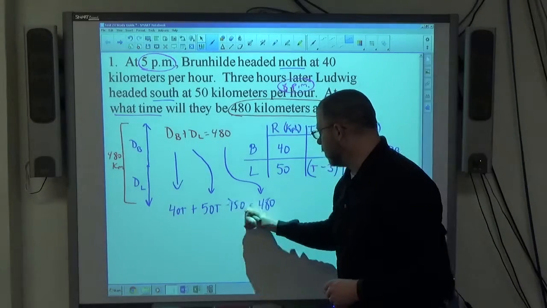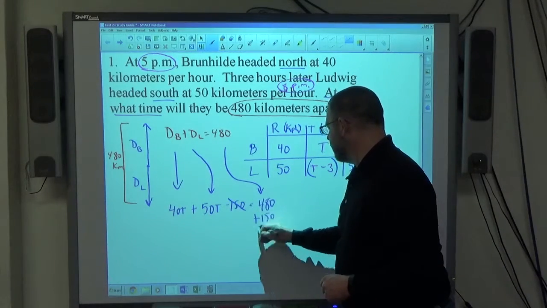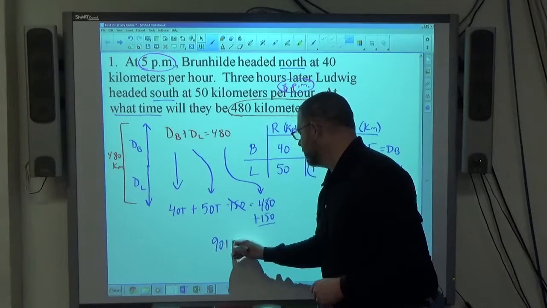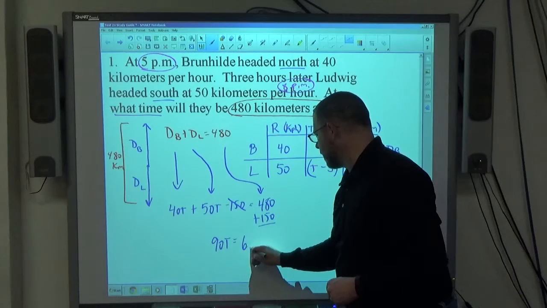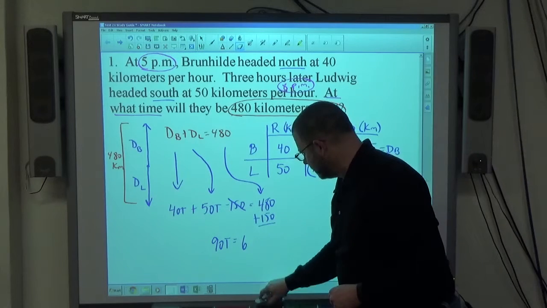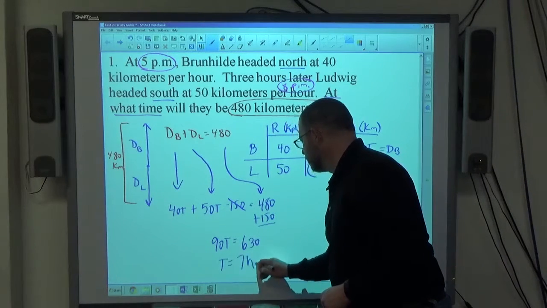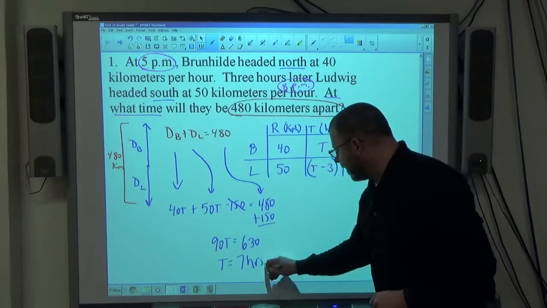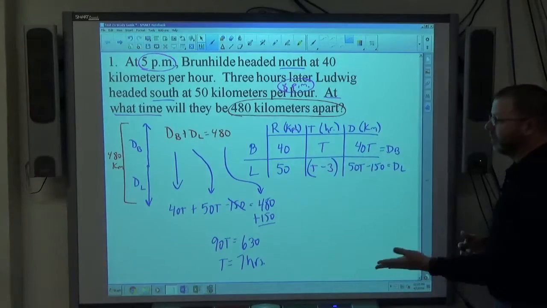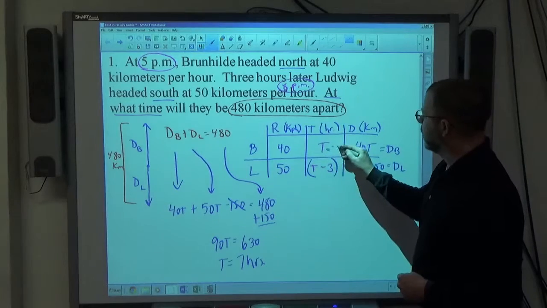So to solve it, I'm going to move the 150 over. It becomes positive when I move it. That gives me 90t on the left is equal to 630 on the right. Dividing by 90 gets me t equals 7 hours. Okay, the last thing I need to do is answer the question. All t represents is how much time Brunhilde took.